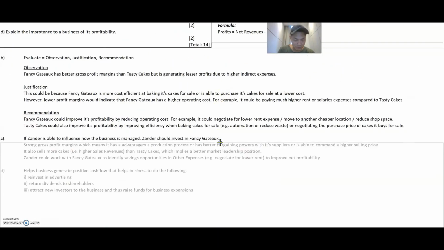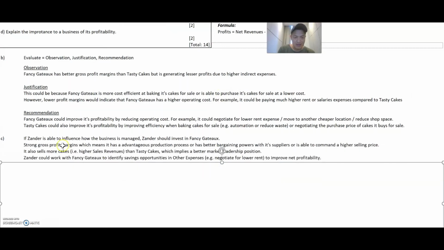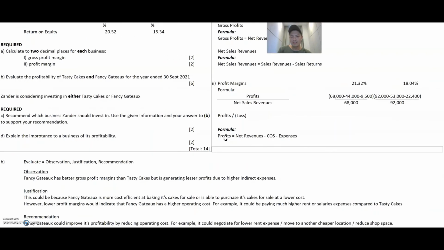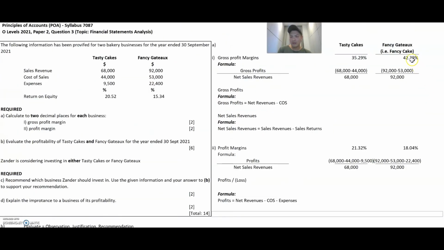All right. I would say that if Xander can influence how the business is managed, then I would advise Xander to invest in Fancy Gâteau. I say this because Fancy Gâteau starts at a very high gross margin. So the starting point is a better step into profitability than Tasty Cake.